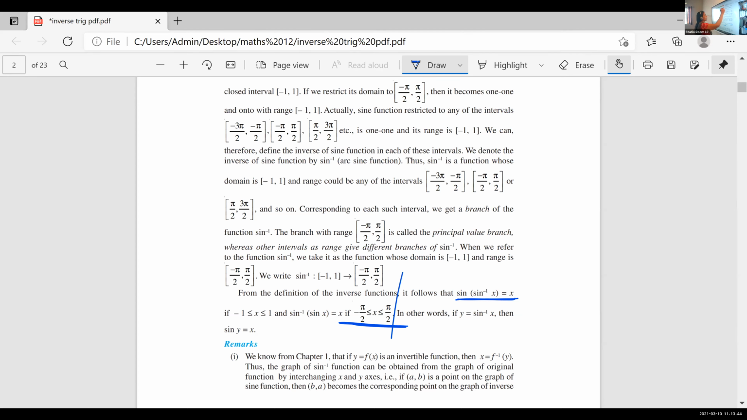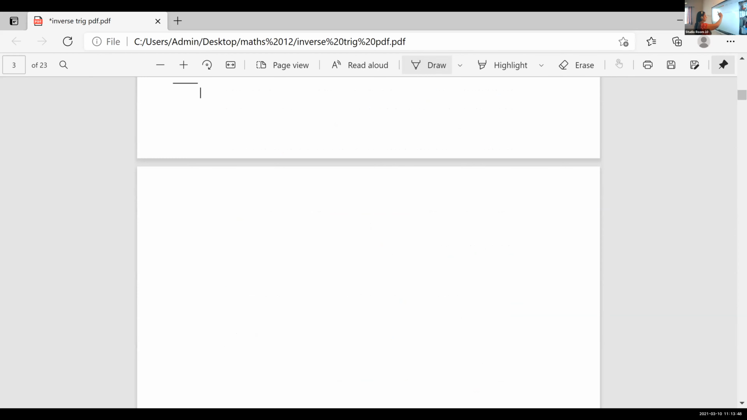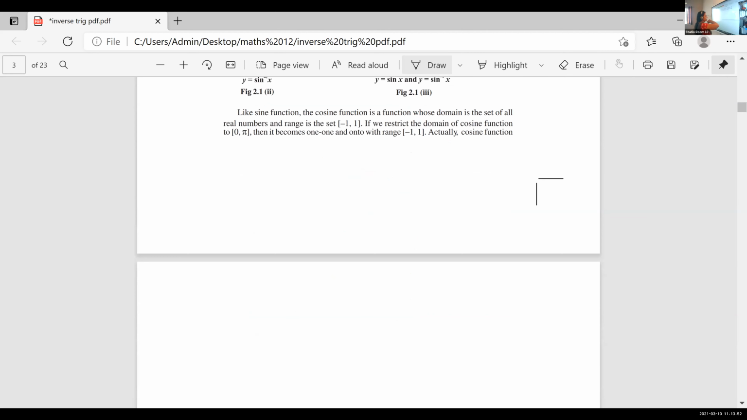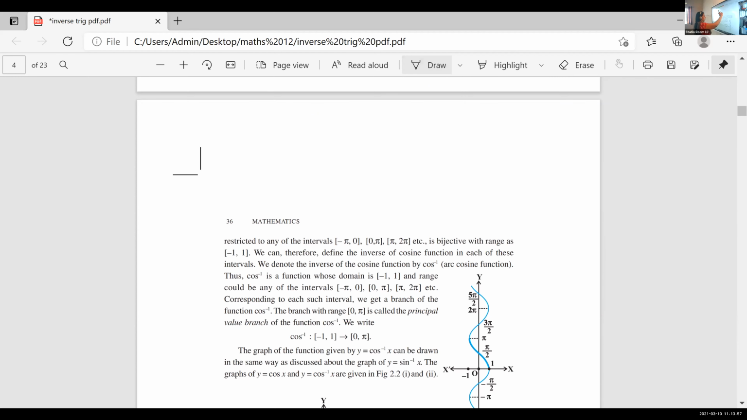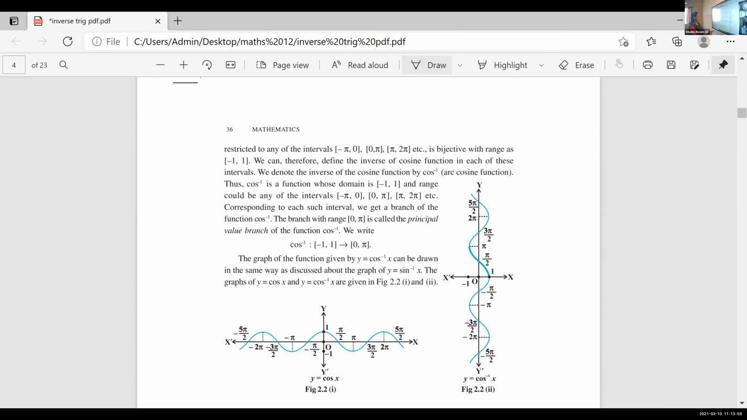In the same way for cos, we are considering the principal value branch. The principal value branch of cos is from 0 to pi.